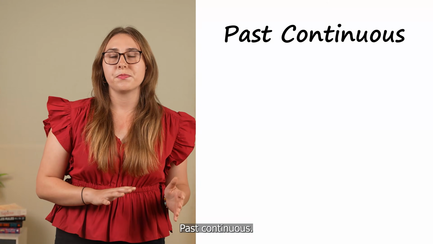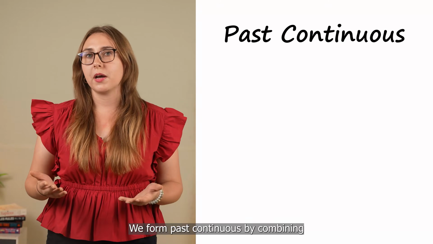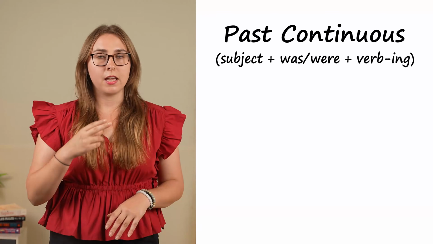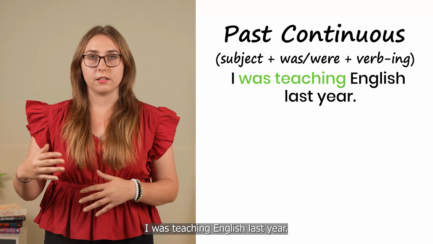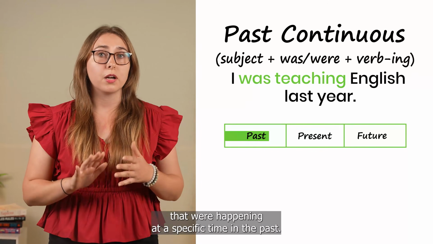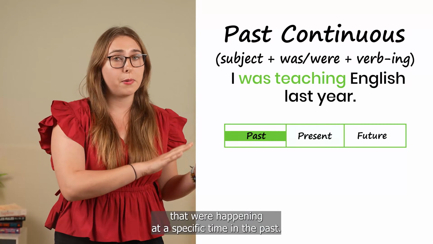Past continuous. We form past continuous by combining subject plus was/were plus verb-ing. I was teaching English last year. We use the past continuous to describe actions that were happening at a specific time in the past.